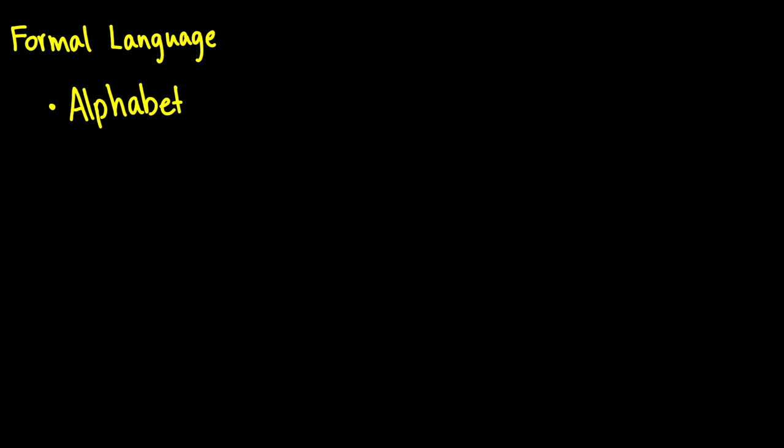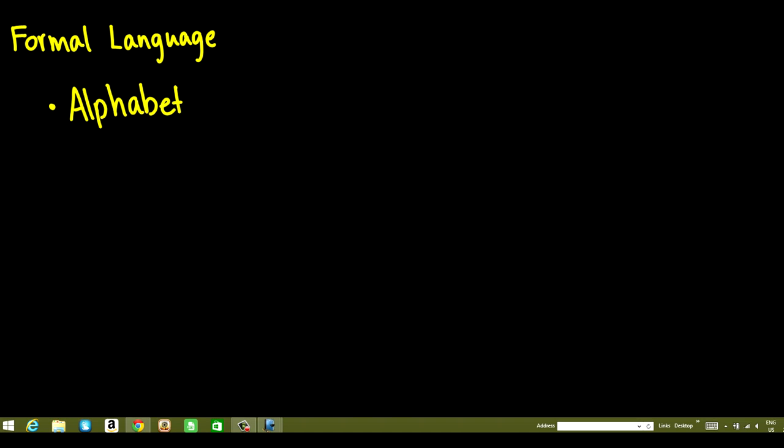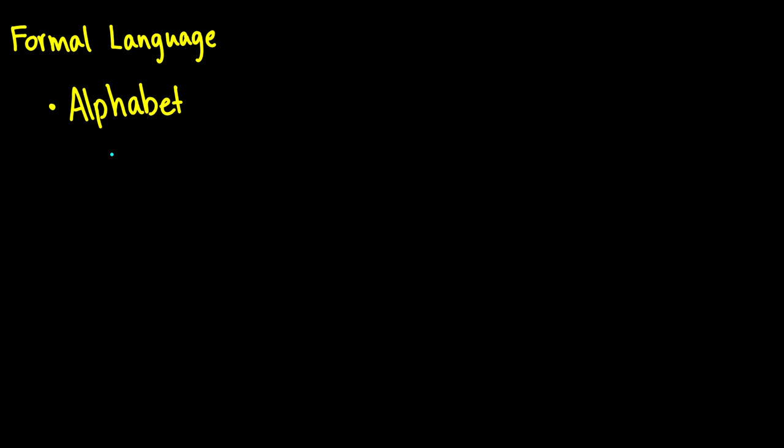So, how do we define an alphabet for a language? This is the first thing we need to build a language. Well, we symbolize all alphabets with a capital sigma. And we let sigma be a set of acceptable characters.